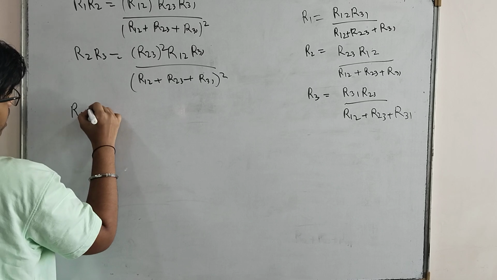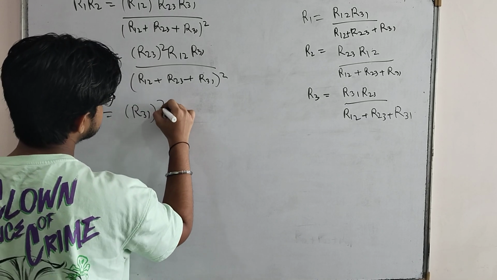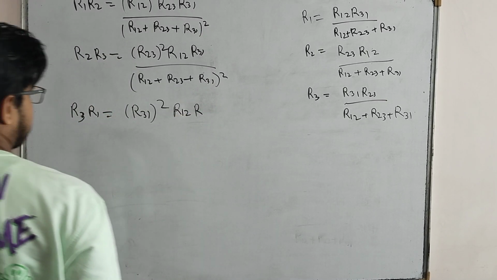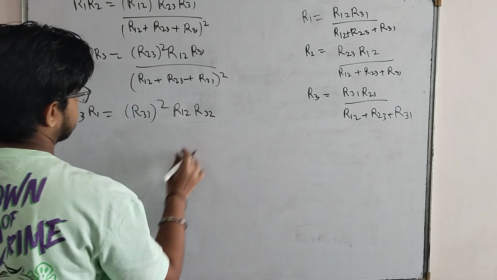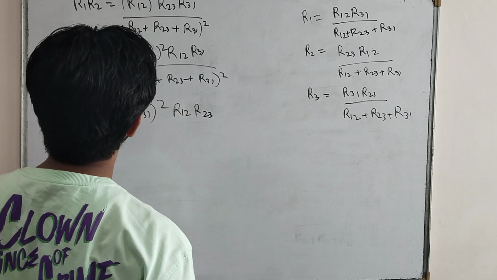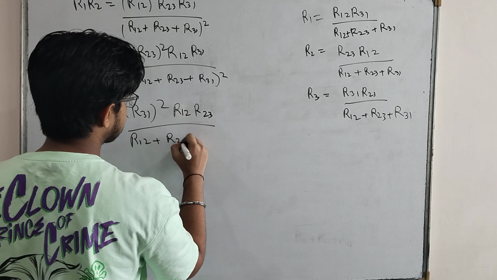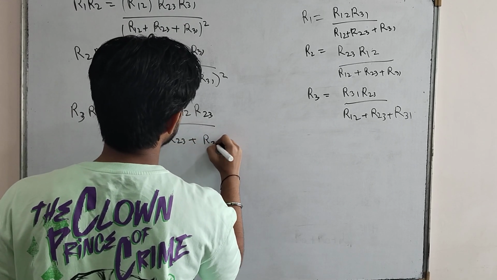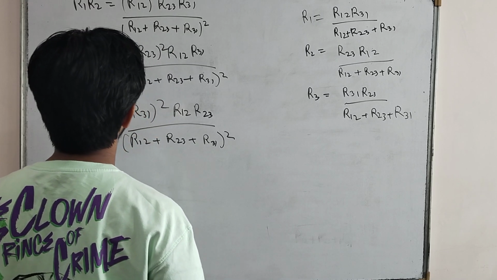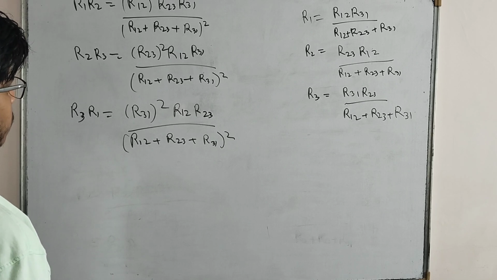multiplying R3 into R1, which will give me R31 square into R12 into R23, whole divided by R12 plus R23 plus R31 the entire square. Okay, are we going correct? Yes, we are going correct.